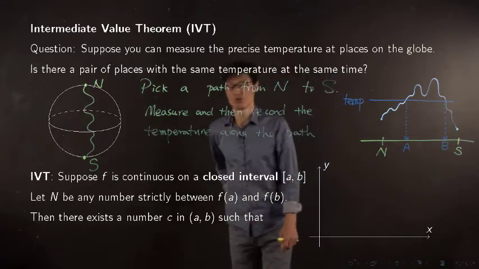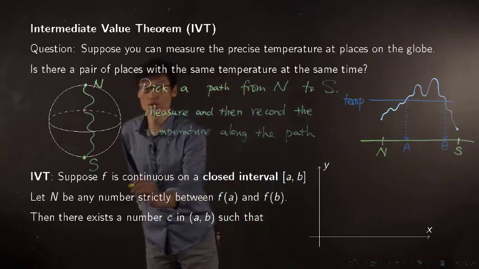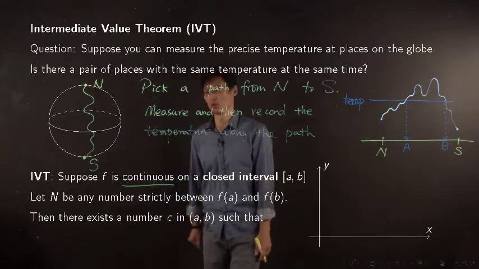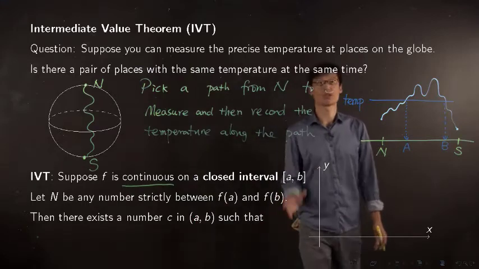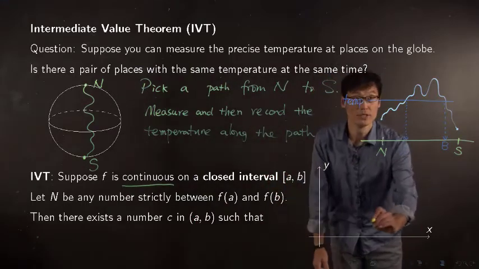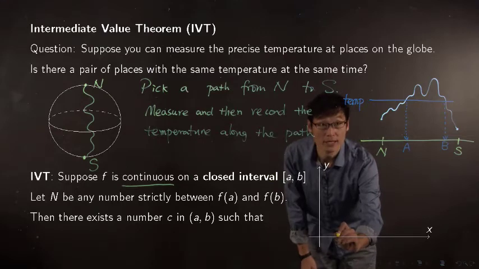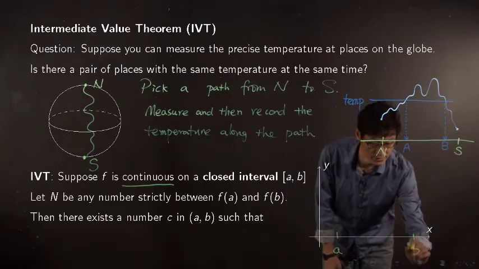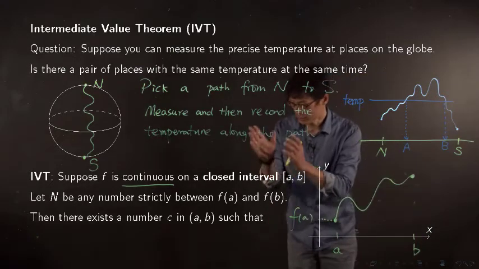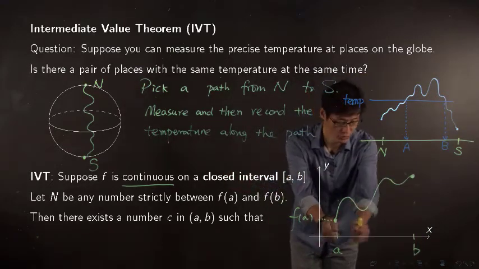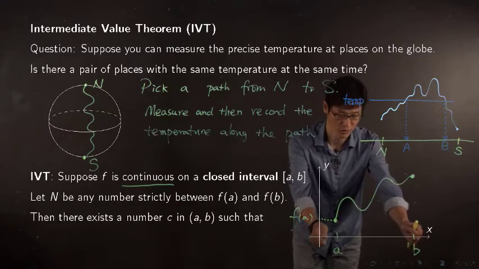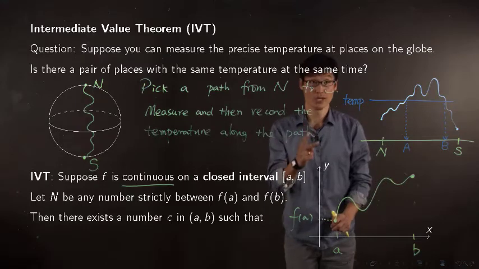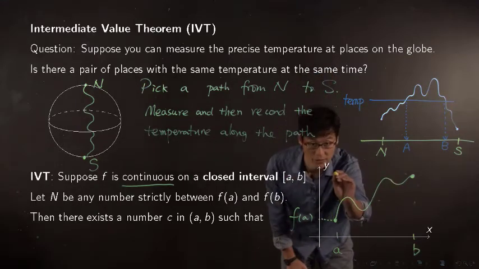Suppose you have continuous function. So this condition is not negotiable. Continuity is very important. If you have continuous function on closed interval, say from A to B, like this. So we have continuous function defined on this closed interval, from A to B. Say the graph looks like this. And we have two values, f of A and f of B.